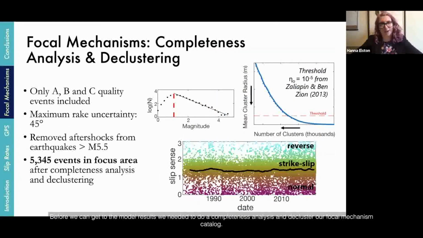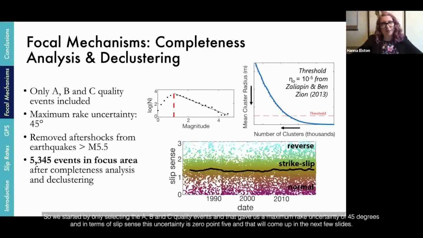Before we can get to the model results, we needed to do a completeness analysis and decluster our focal mechanism catalog. We started by only selecting the A, B, and C quality events, and that gave us a maximum rake uncertainty of 45 degrees. In terms of slip sense, this uncertainty is 0.5, and that will come up in the next few slides.